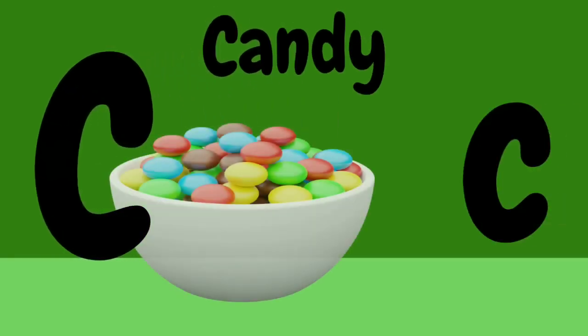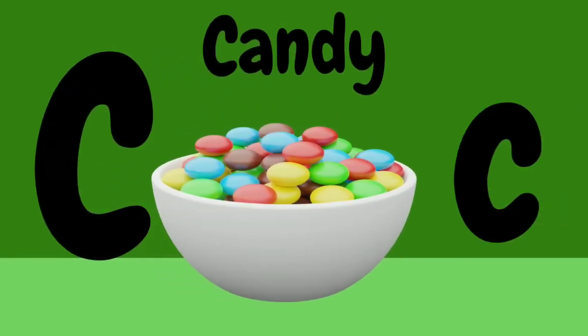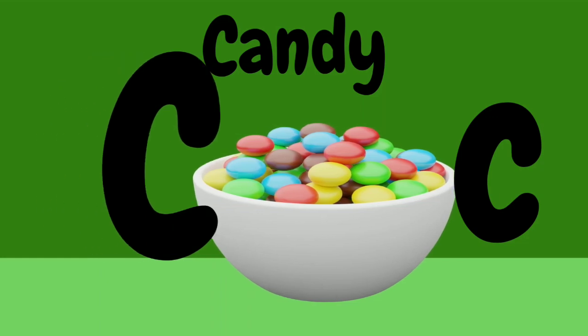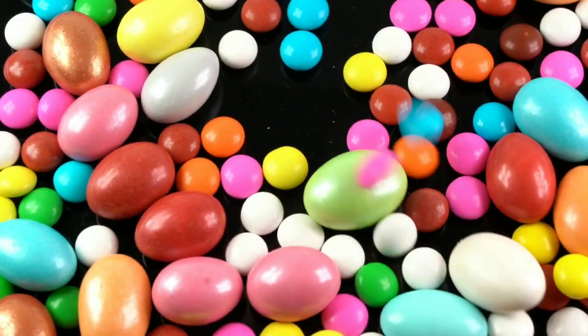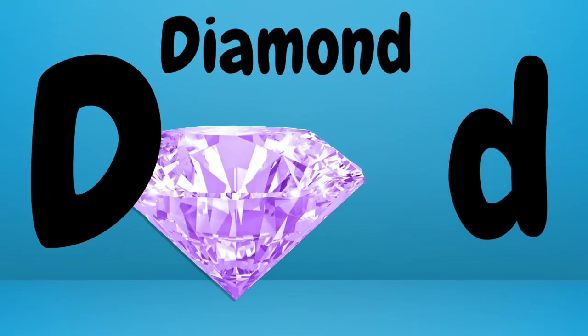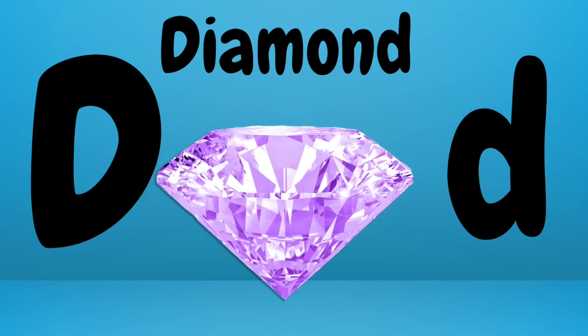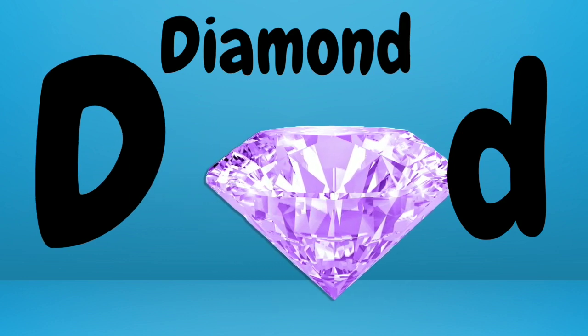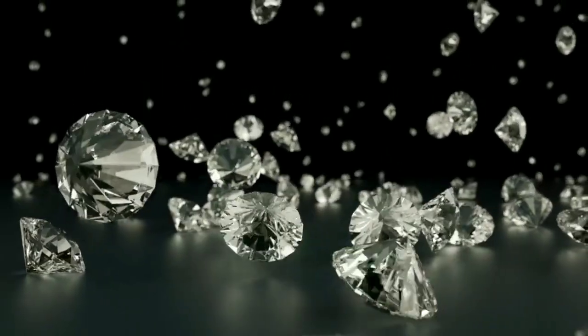C is for candy, candy, candy. This is a candy. D is for diamond, diamond, diamond. This is a diamond.